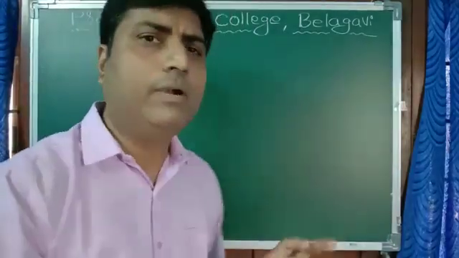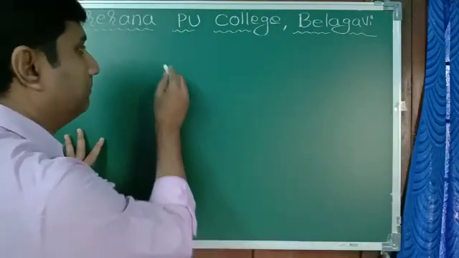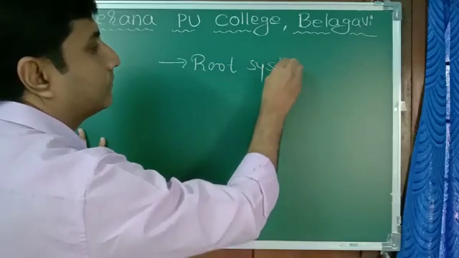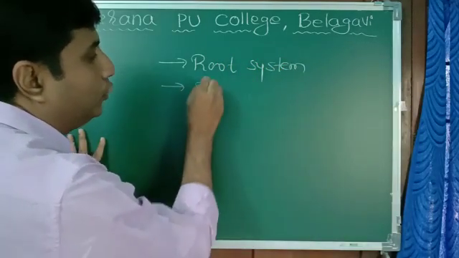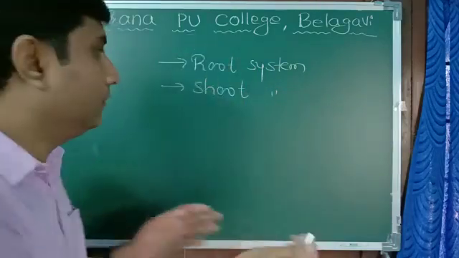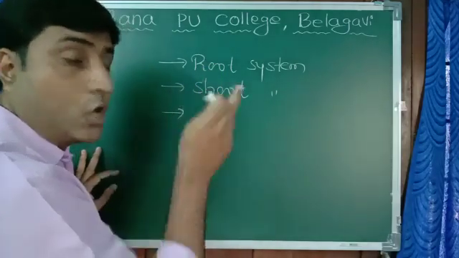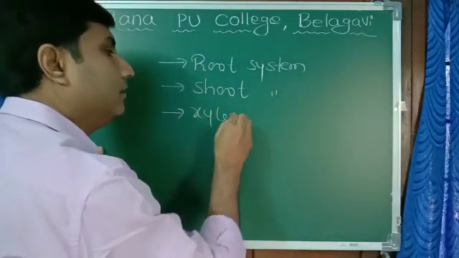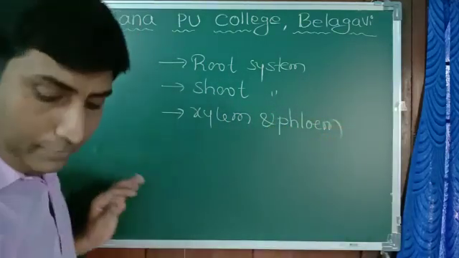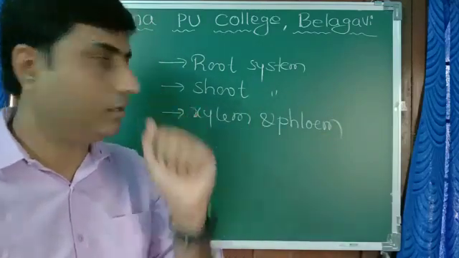Now, this is very well developed. They have a very well developed root system and a very well developed shoot system. Shoot is stem, leaf, everything. And the root and shoot system has a very strong network of xylem and phloem. Xylem and phloem are for the transportation of food and water.